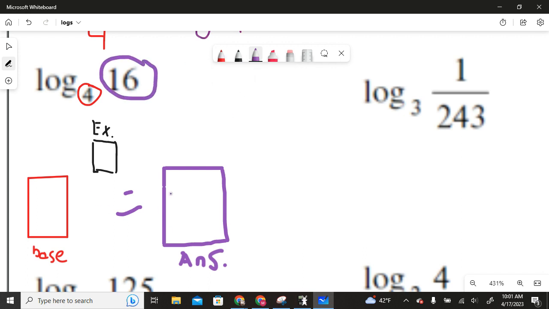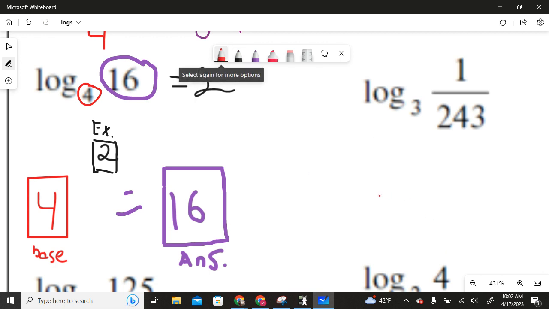So I'll just pop 16 over here. I'll take my 4, pop that over here. So 4 to what power gives us 16? What would that be? 2. So our answer to this log is 2. So it's just kind of like changing this form into something that we've dealt with, kind of like what we did on our little packet just now.